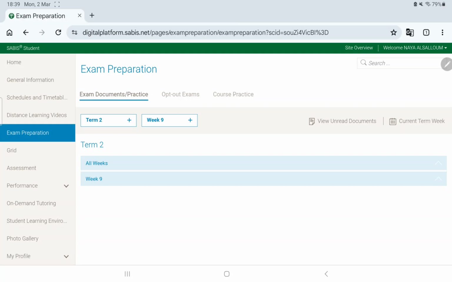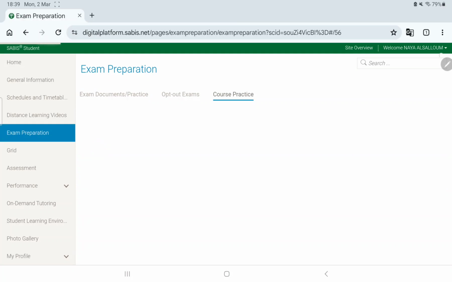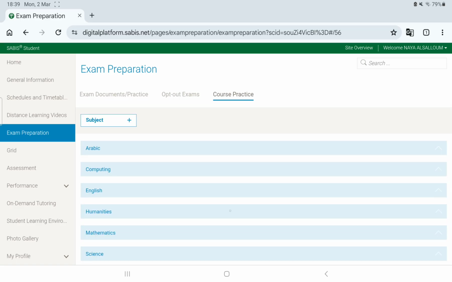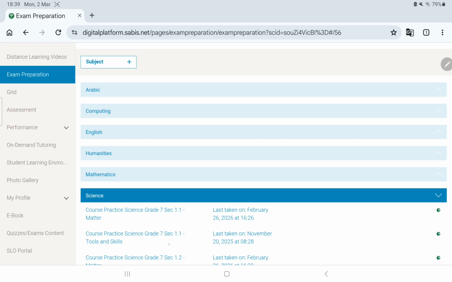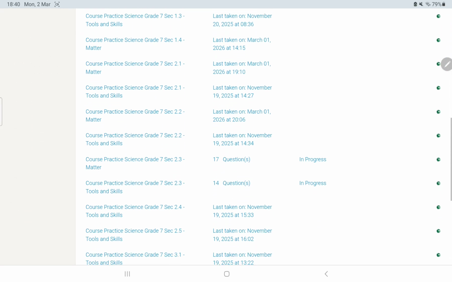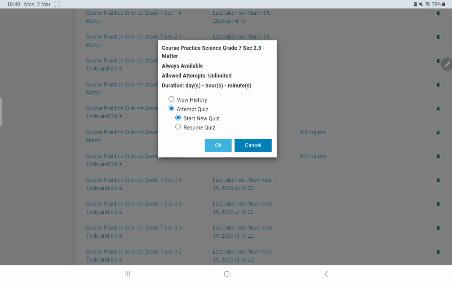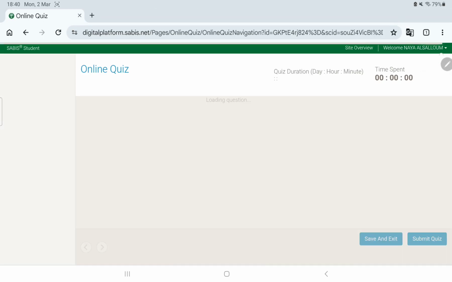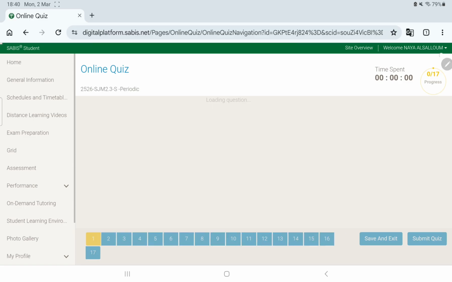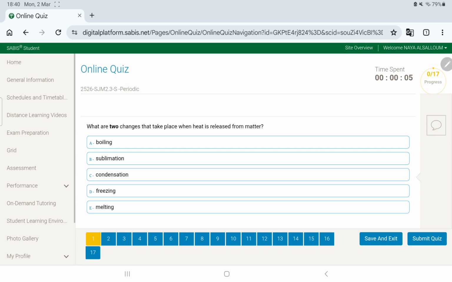We're gonna be solving section 2.3, which you will be tested on in the science finals. And it's the last course practice quiz that you have to do. So 2.3 matter. So let's start. What are two changes that take place when heat is released?